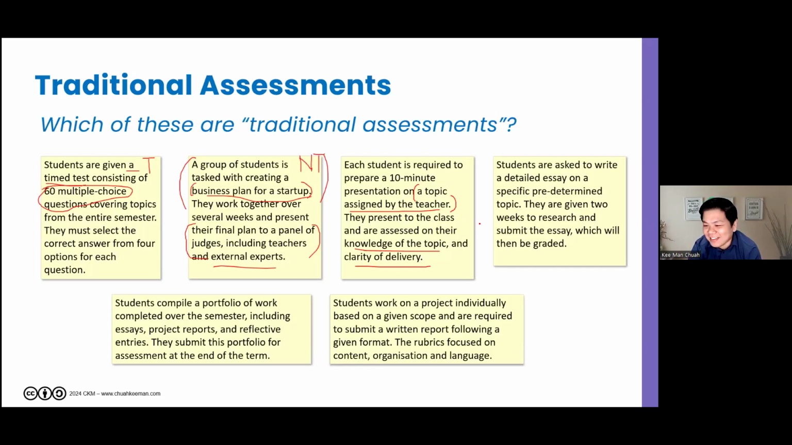Yeah. Why is it non-traditional? Why? Hi. Yeah, I don't think this is traditional, because this one is being done inside the class. So I believe that usually traditional assessment is more like a summative assessment. This one is more like a formative assessment during the class, some sort of activity, some sort of knowledge check during the class.